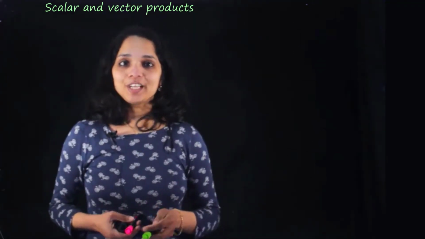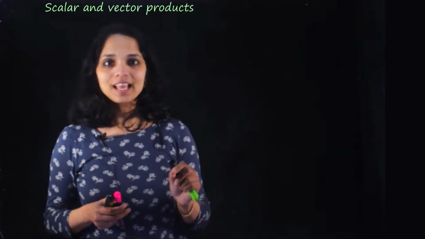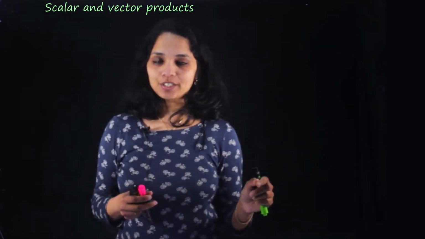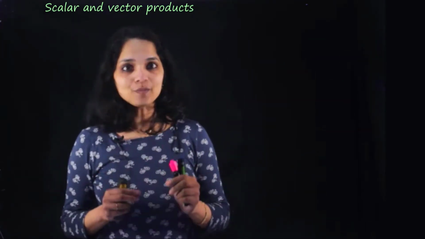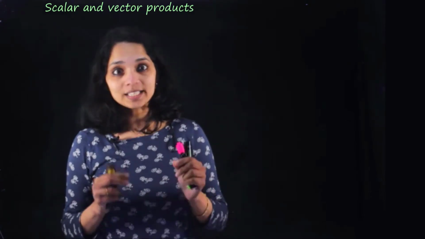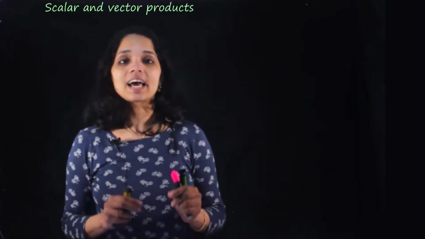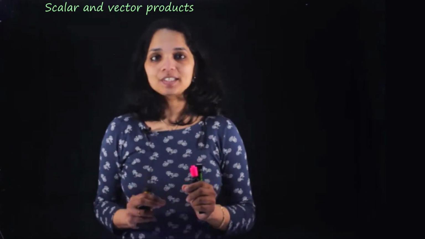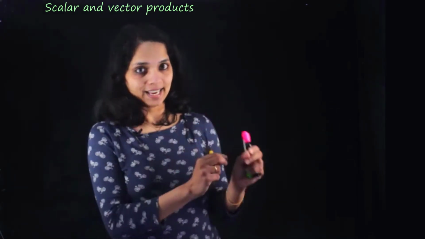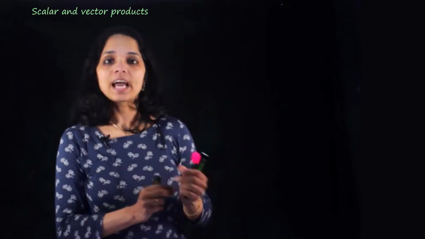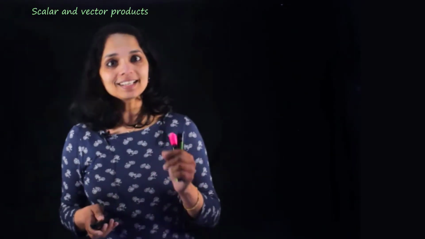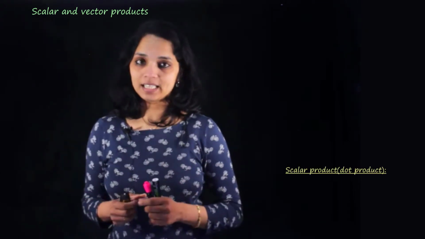In the previous videos, we learned about vector addition and vector subtraction. In this video, we're going to learn about vector multiplication. We can multiply vectors in two different ways. One gives us a scalar product and another one gives us a vector product. As the name suggests, the scalar product is a scalar, and the vector product is a vector. Let's learn a little bit more detail about these products.